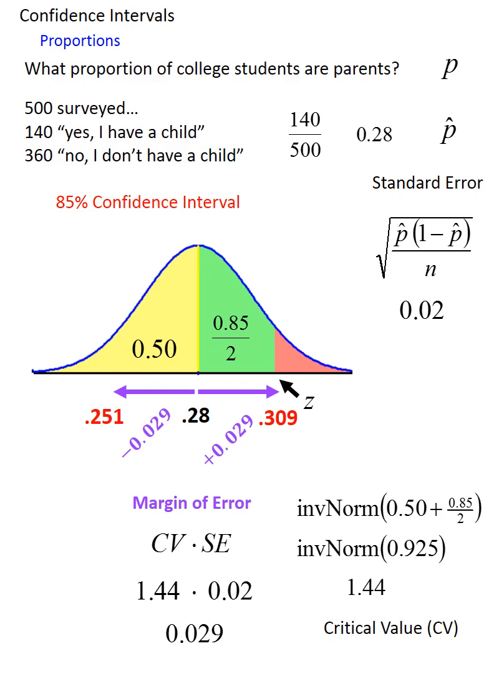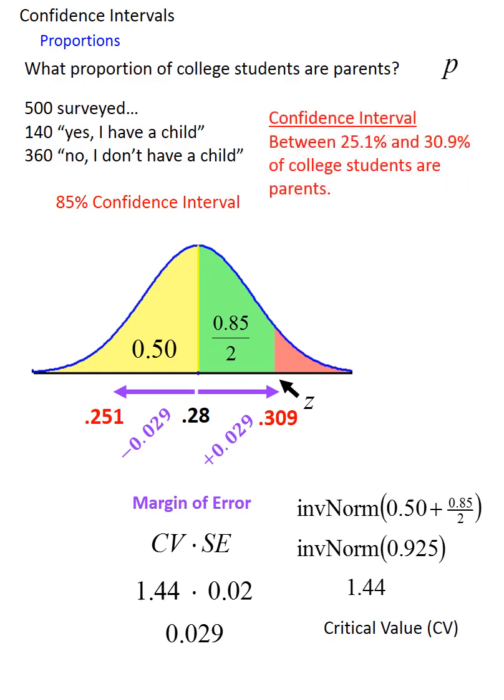And ultimately, what these numbers in red are telling us is that while our sample may have produced 28% saying, yes, I have a child, yes, I'm a parent, the true population proportion is likely to be somewhere between the margin of error lower than that and the margin of error above that. In other words, between 27.1 and 30.9%. And that confidence interval statement is the final answer to this problem.